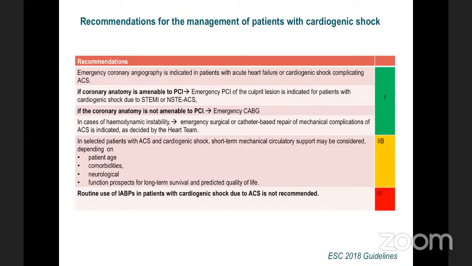According to the 2018 guidelines, if the coronary anatomy is amenable to PCI, PCI is class 1. If the coronary anatomy is not amenable to PCI, emergency CABG is class 1, or in case of hemodynamic instability, the patient should undergo emergency surgical or catheter-based repair of mechanical complication. Routine use of the intra-aortic balloon pump in patients with cardiogenic shock is not recommended. And we'll talk about that in the intra-aortic balloon pump shock 2 trial, inshallah.